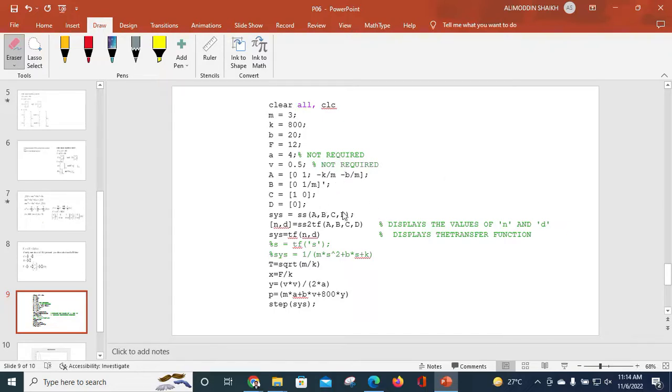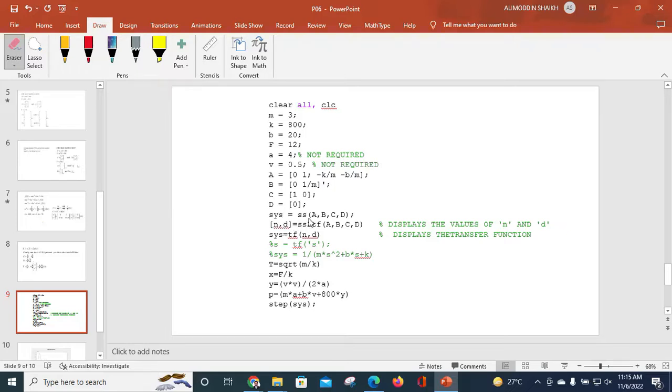First you have to write down A matrix as [0 1; -k/m -b/m], B matrix as [0; 1/m], and C = [1 0], D = 0. For the state space equation model, these are some terms you have to remember.